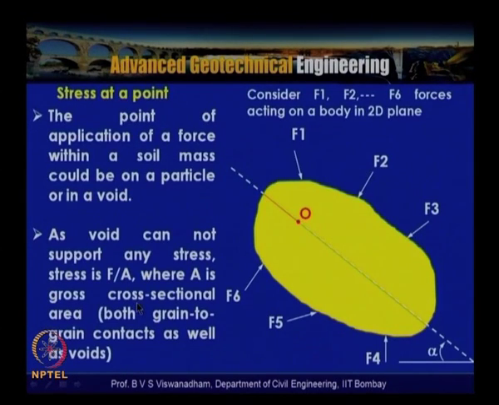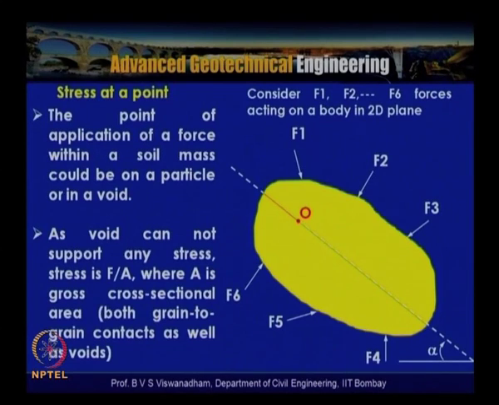Now, let us again consider, in order to formulate the Mohr circle, a body which is subjected to a number of forces, like the one shown here, a body having an axis passing through O, inclined at an angle alpha, and subjected to forces F1, F2 and so on to F6 acting on the body in a 2D plane. The point of application of a force within a soil mass could be on a particle or in a void.